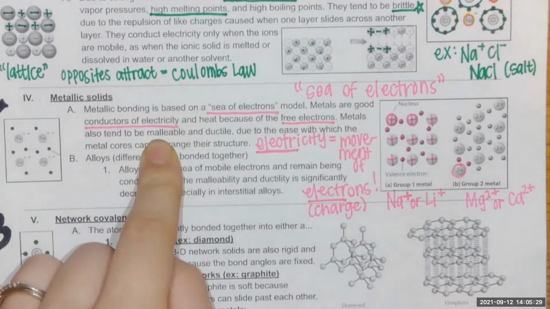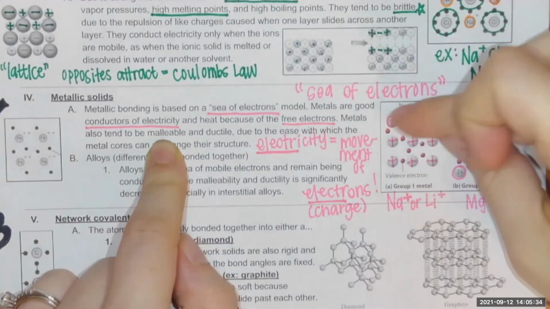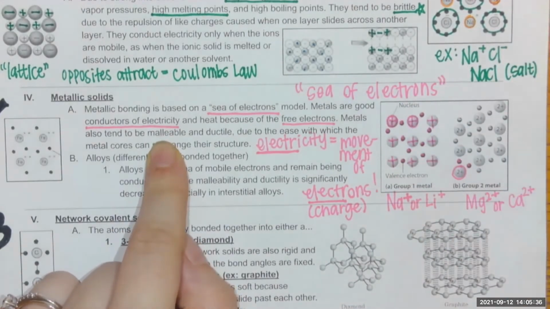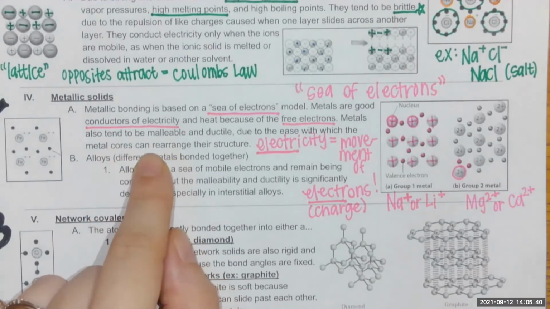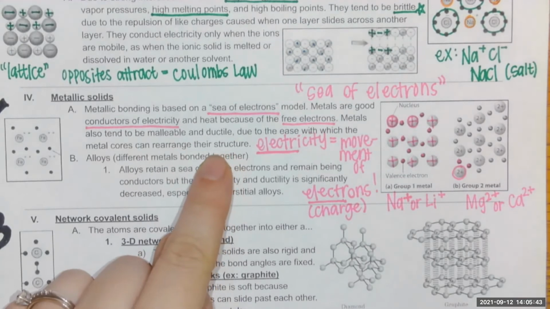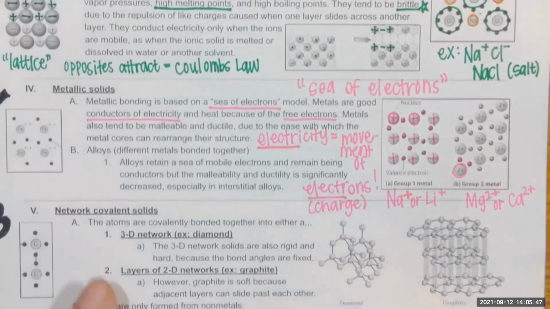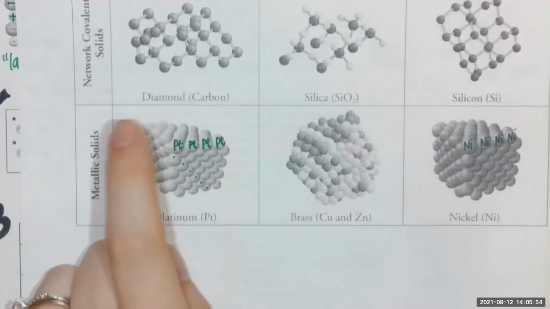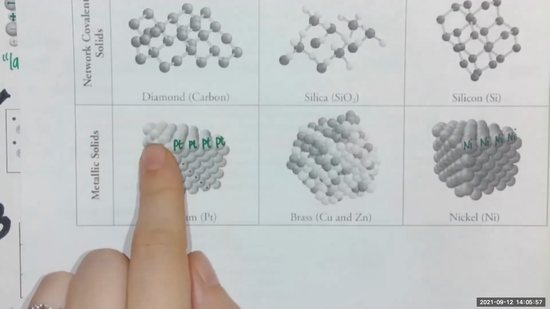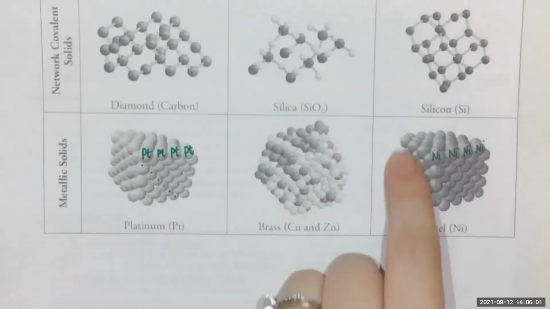Metals tend to be malleable, bendy, because we were able to kind of smoosh this around. We saw that in the video. Due to the ease with which the metal cores can rearrange their structure. If you have platinum on platinum on platinum on platinum, you have a sample of pure platinum metal. Nickel on nickel on nickel on nickel, pure sample of nickel.